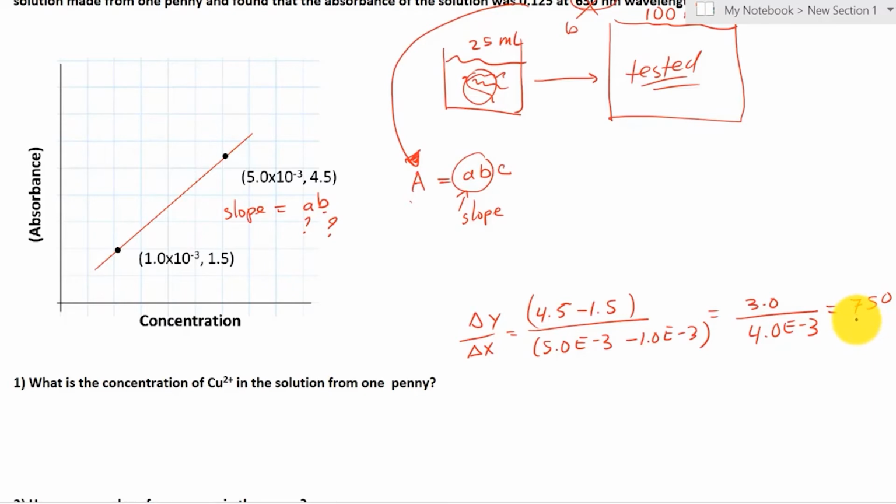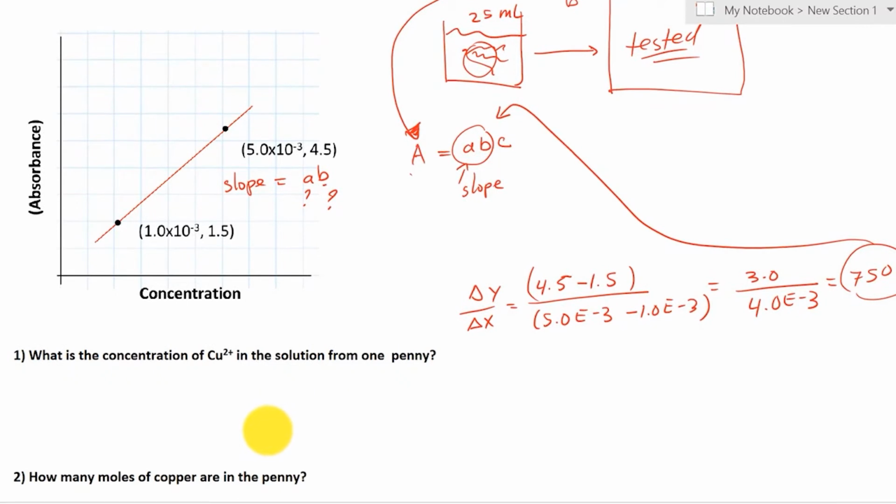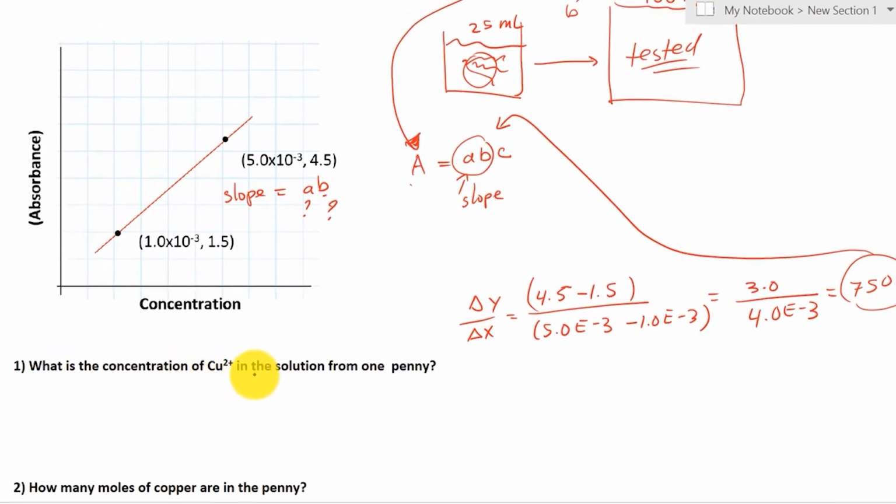And this 750 is equal to A times B. Okay, that is our slope right there. Now, let's look at the problem. What is the concentration of copper in the solution from 1 penny? So we know that A equals ABC. Remember, this is our slope.